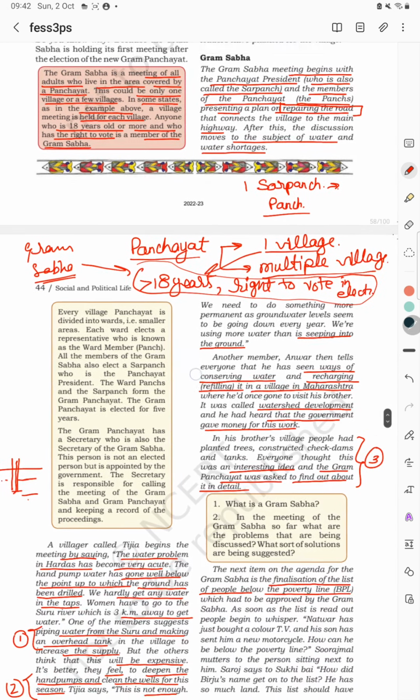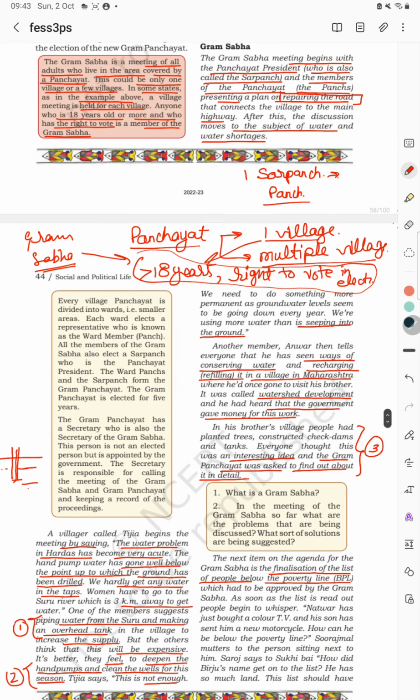So it could be of one village or of multiple villages. Clear? Now every village panchayat is divided into wards, which are smaller areas. Each ward elects a representative who is known as ward member or panch. In a village, suppose the population is too much, then the entire area of the village is divided into a number of wards, and each ward elects its representative, which we call ward member, or we can say panch.